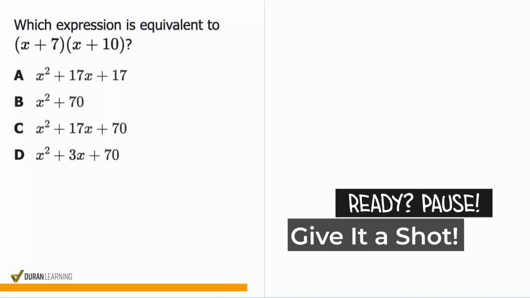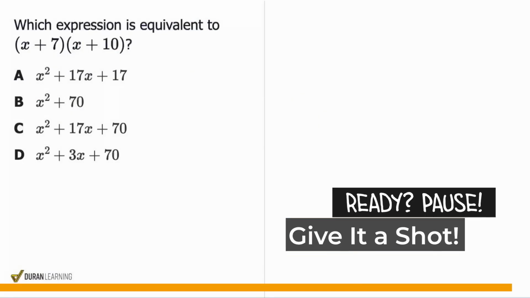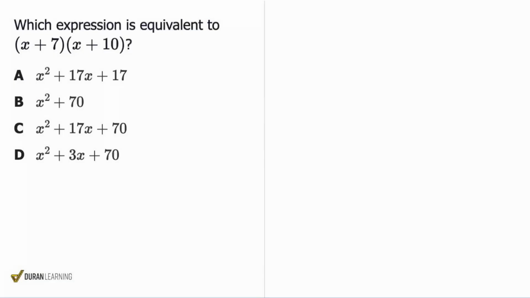All right, so up next we have: which expression is equivalent to x plus 7 multiplied by x plus 10? I said multiply because when we don't have an operator clearly shown between 2 parentheses or 2 groups, that is multiplication, everybody. In the same way that if we had a 7 in front of an x, that's multiplication, even though we don't explicitly see a multiplication operator between 7 and x. So same idea, everybody.